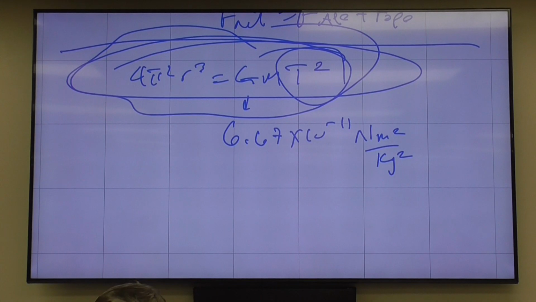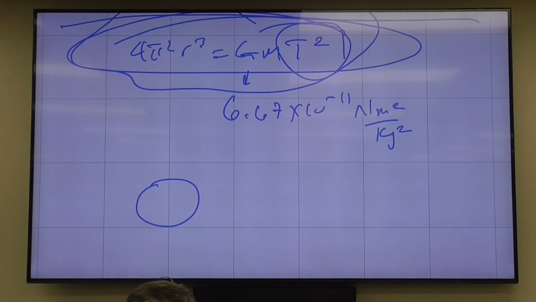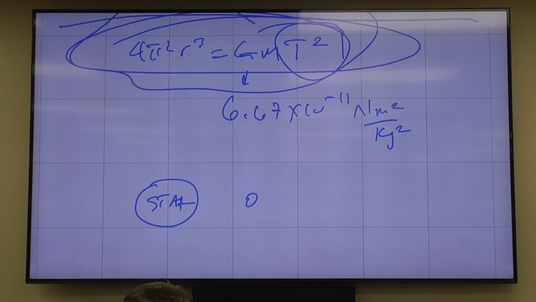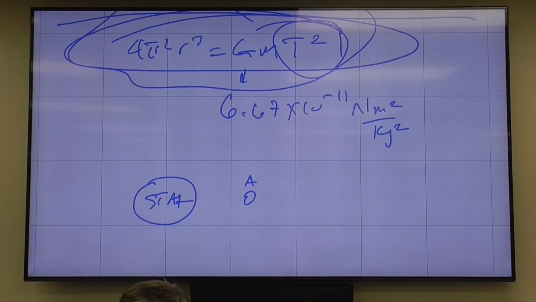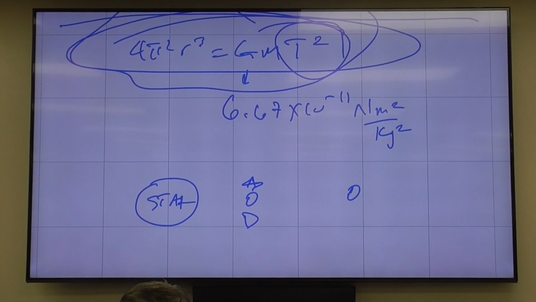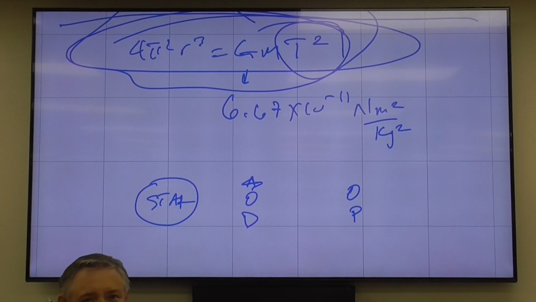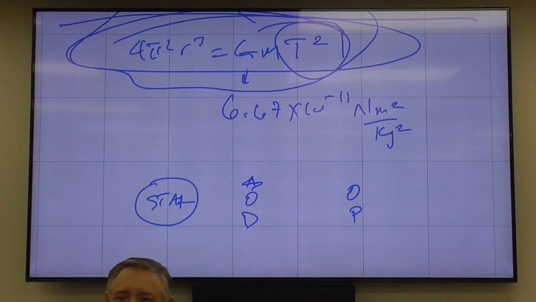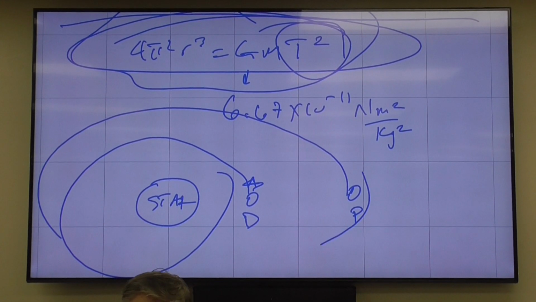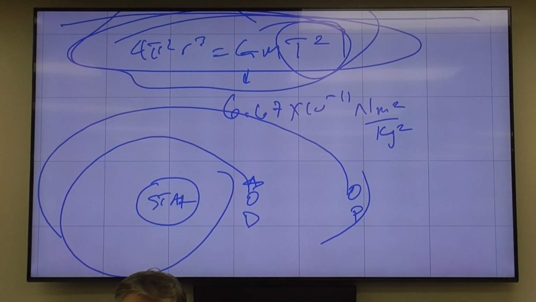You can, because the masses end up canceling out. So let's say here's a star, and here's a planet, planet Danny, and here's planet Preston. I want to find the ratio of periods and radii for Danny and Preston.